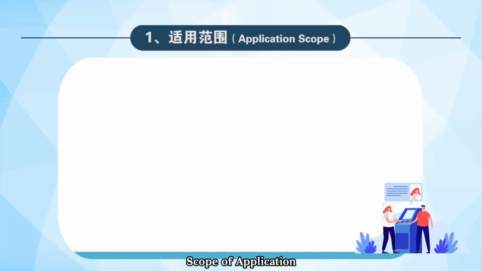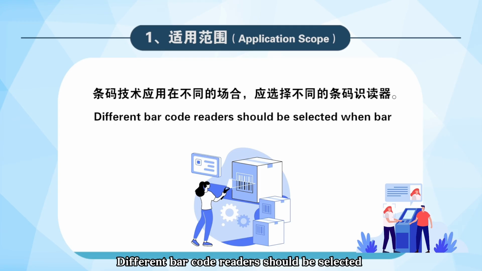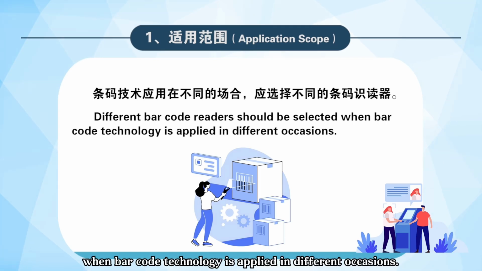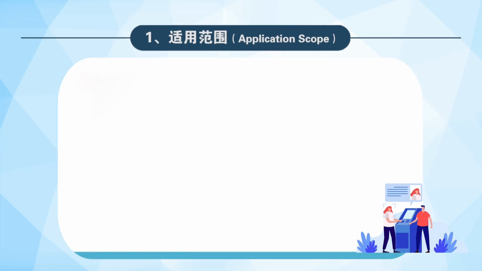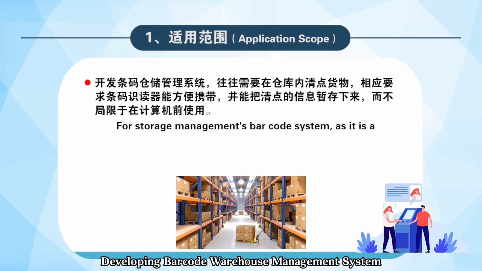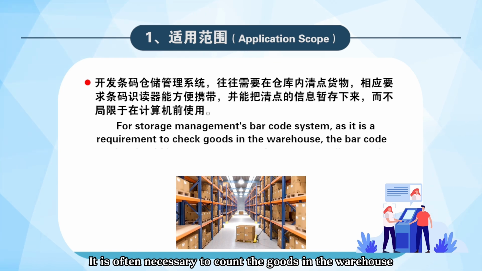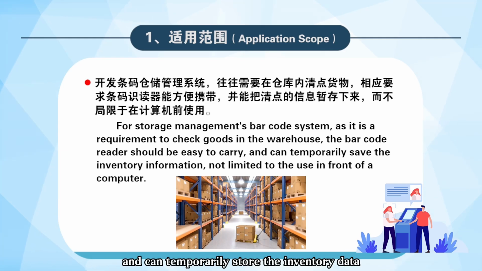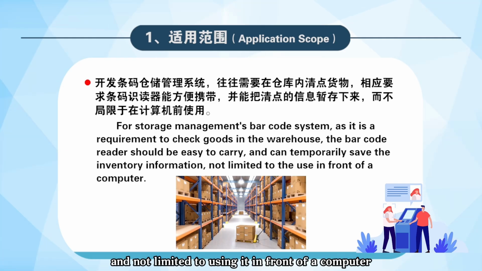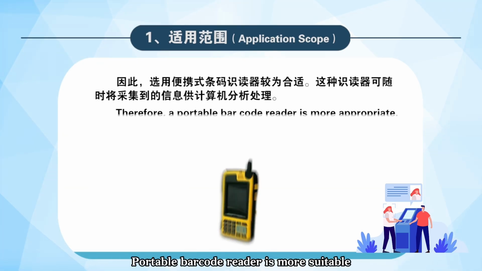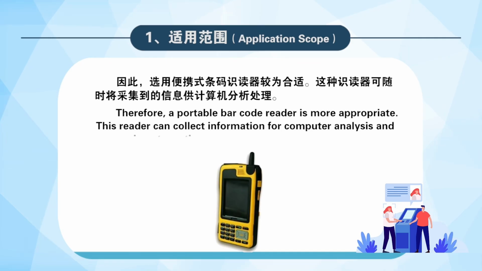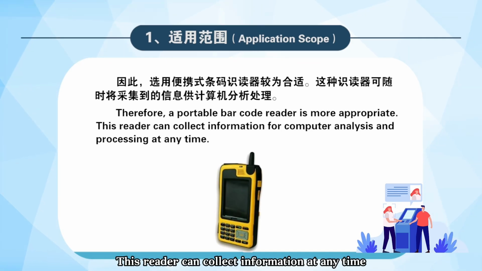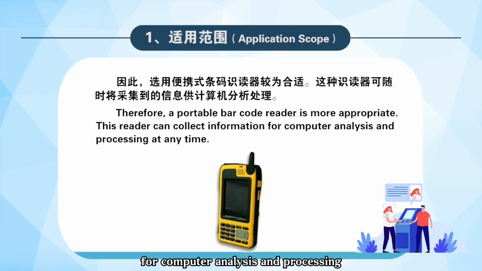1. Scope of application. Different barcode readers should be selected when barcode technology is applied in different occasions. Developing a barcode warehouse management system, it is often necessary to count the goods in the warehouse. The barcode reader should be portable and can temporarily store the inventory data, and not be limited to using it in front of a computer. Therefore, a portable barcode reader is more suitable. This reader can collect information at any time for computer analysis and processing.